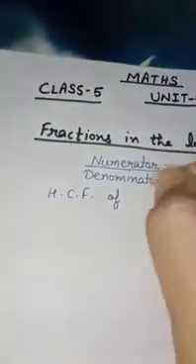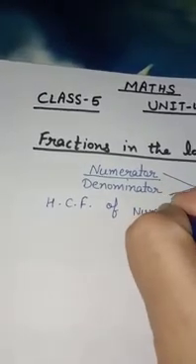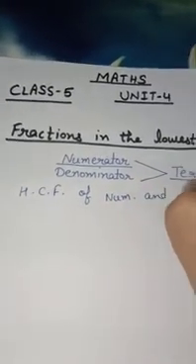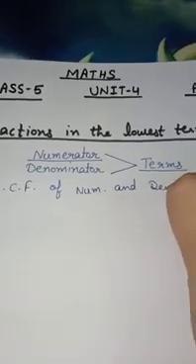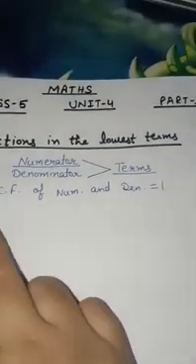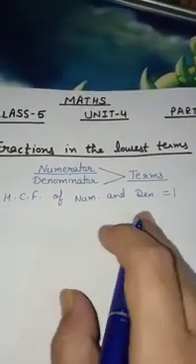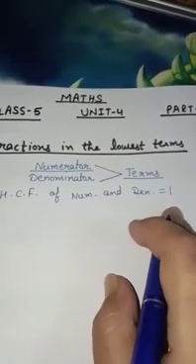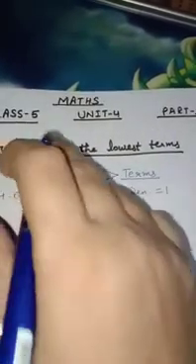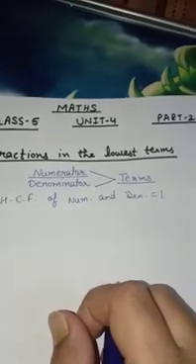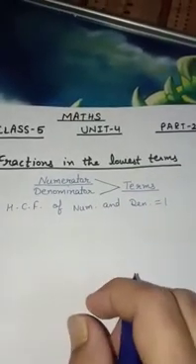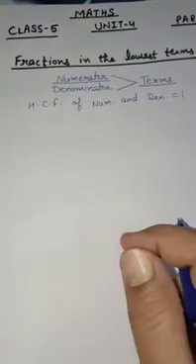Now, when do we call a fraction to be in its lowest term? When the highest common factor of the numerator and denominator equals 1, then the given fraction is said to be in its lowest term. Now, how do we convert the given fraction to its lowest term?